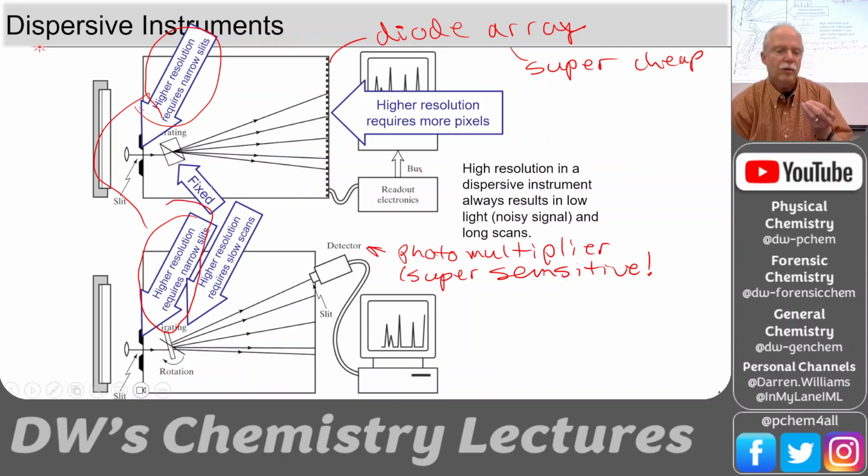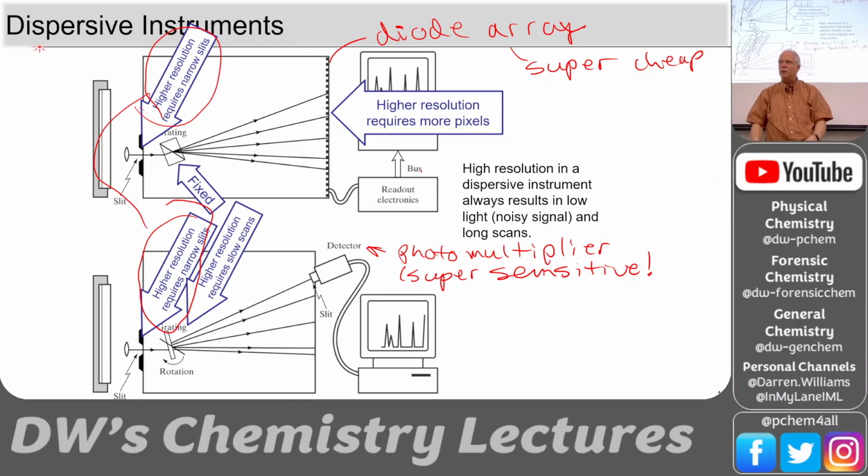Why is that a problem? If we want high resolution from a dispersive instrument, what do we have to do? We have to narrow the slits. So when we narrow the slits, what does that do to us? How does that hurt us? The slits are letting light into the instrument. So what happens if I crank them down? Much less light. So higher resolution, you're losing your signal to noise.